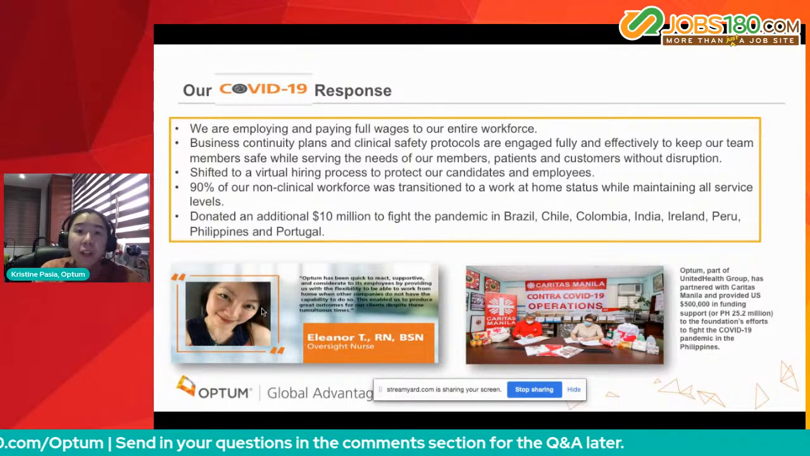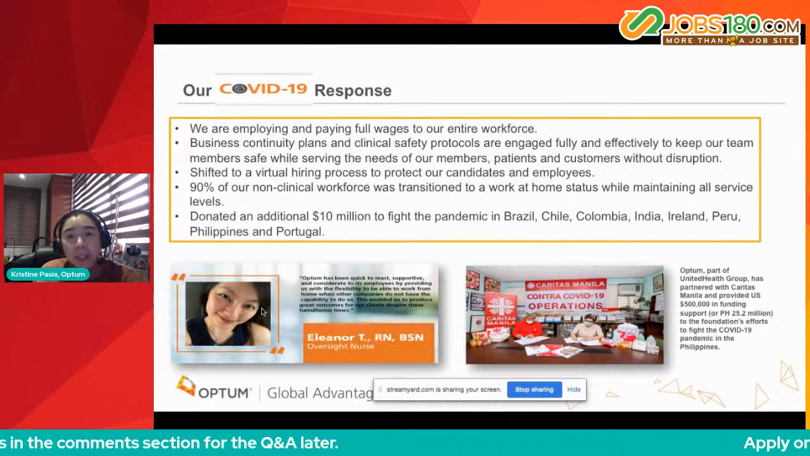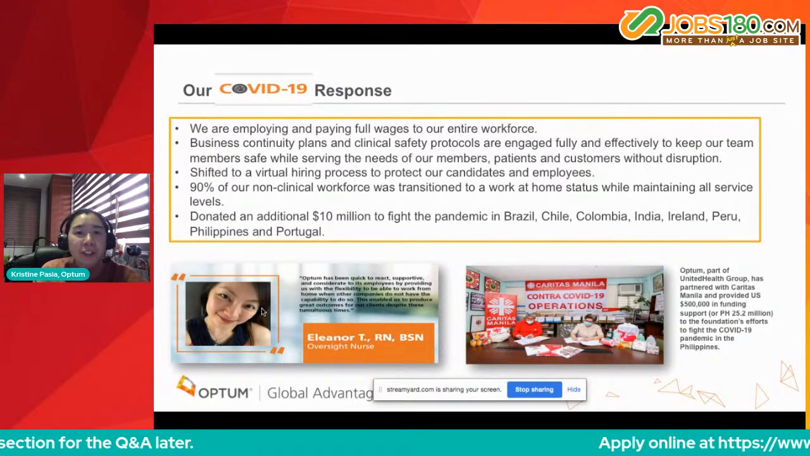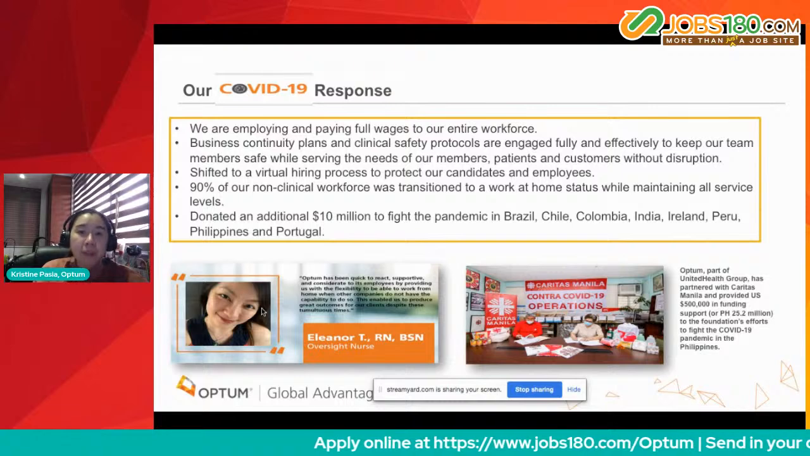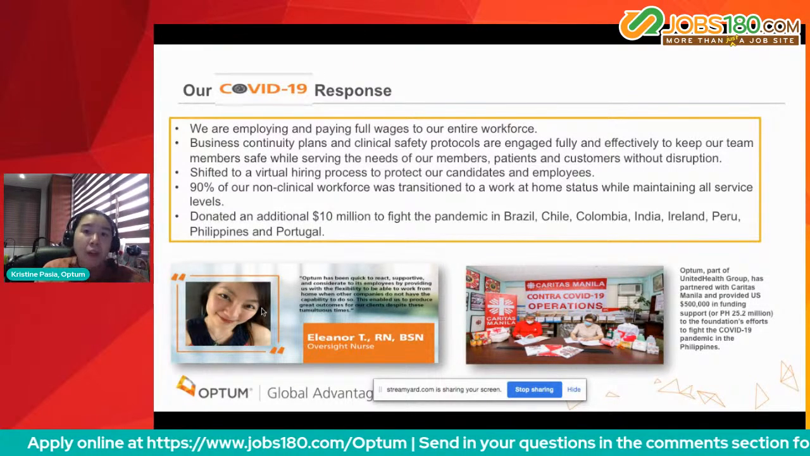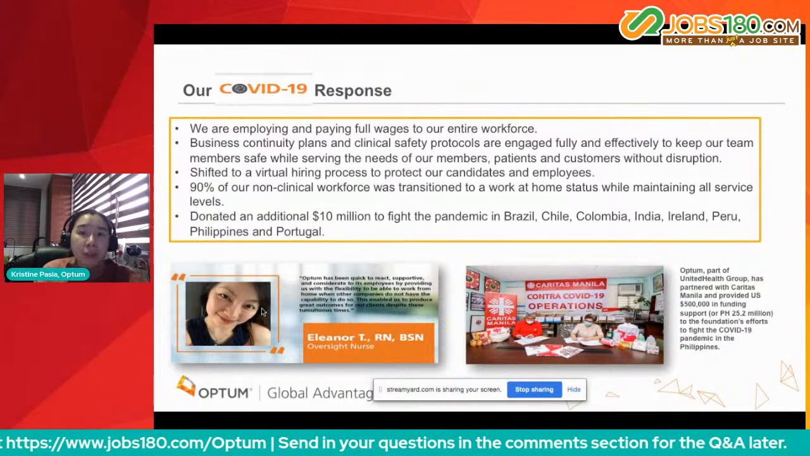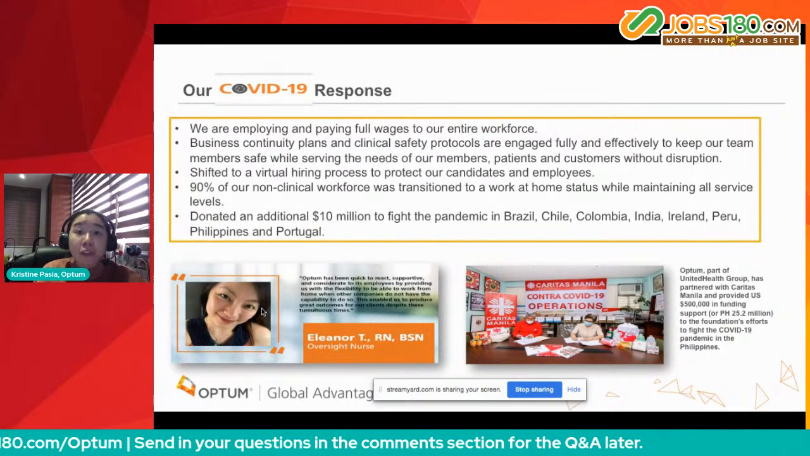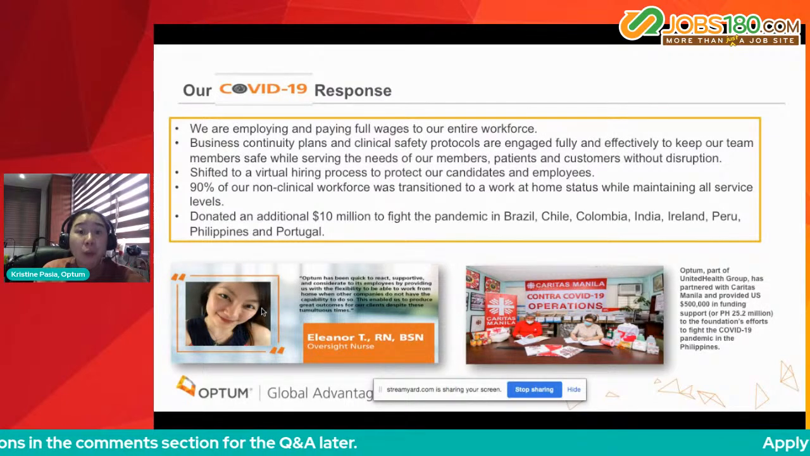What we did here in the Philippines is we partnered up with Caritas Manila to really help out our brothers and sisters here in the Philippines. So again, our response to the pandemic was very quick. Also, of course, since our number one priority was our employees, we made sure of the safety and security of all of them. And currently, most of us are still working from home.